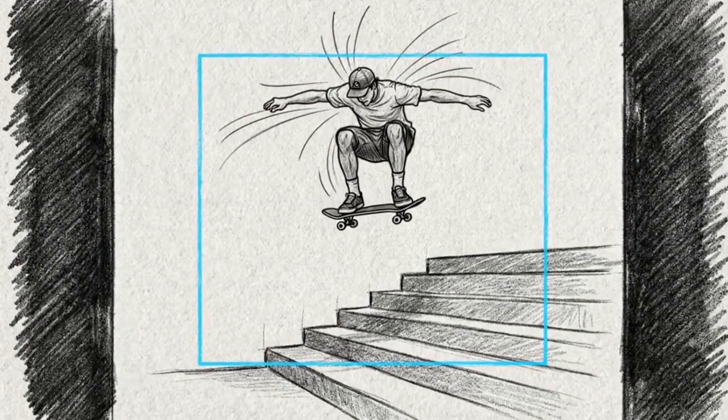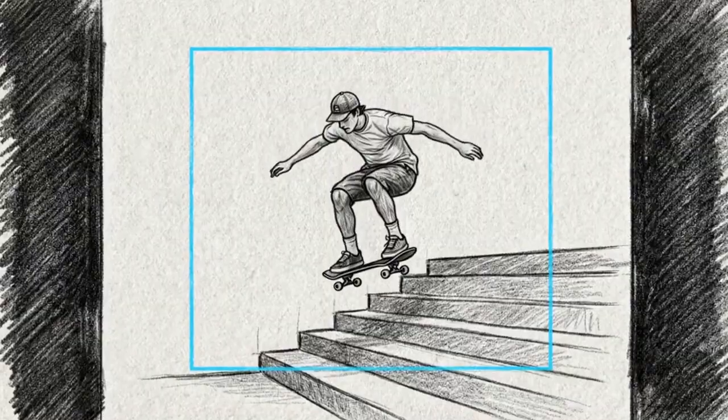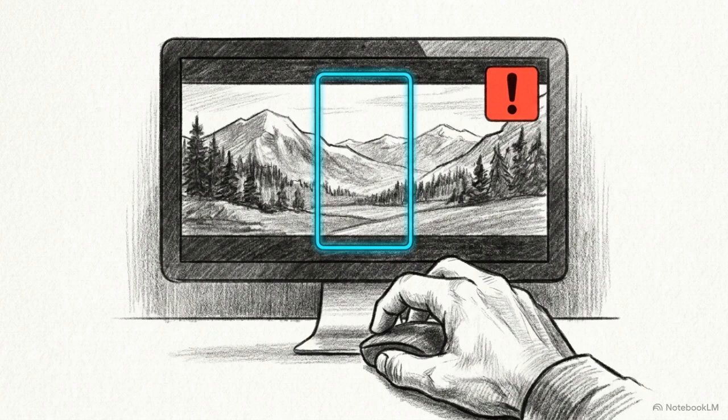Tracking a subject moving this fast across a wide physical space is a nightmare when you're restricted to a narrow vertical frame. Forcing 16 by 9 horizontal footage into a 9 by 16 vertical crop manually is a tedious process that stalls your post-production timeline.